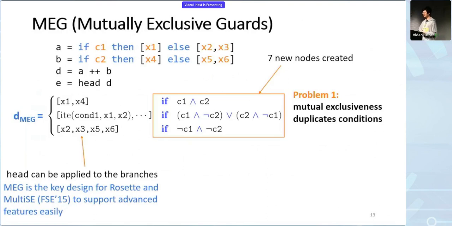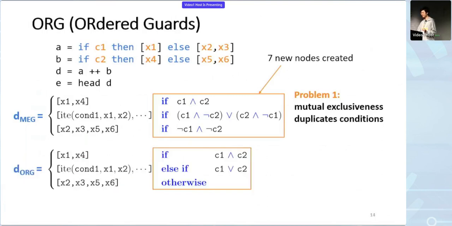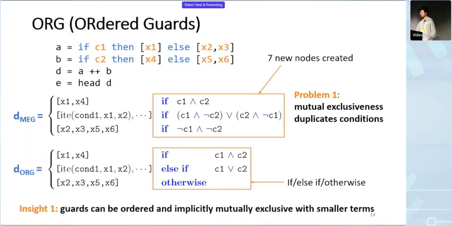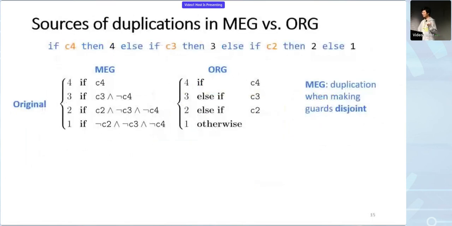To reduce this redundancy, we choose to use an alternative representation, and we call it the ordered guards, or OG, representation. Instead of keeping the conditions disjoint by using more complex path conditions, with the OG representation we use this if, else if, otherwise encoding, and the guards are mutually exclusive by nature and are simpler. Here we can see that there will be only 2 new nodes constructed, which has much lower overhead than MEG.